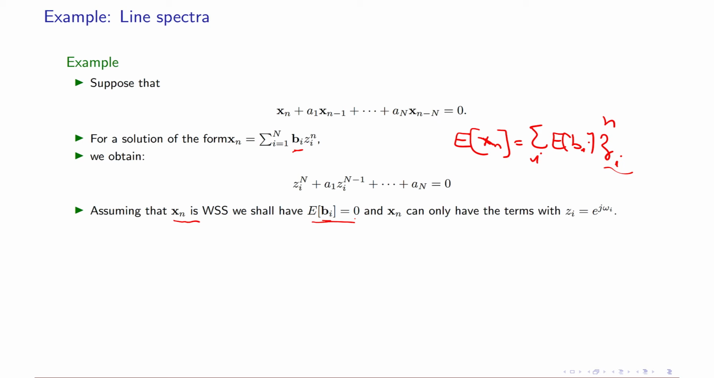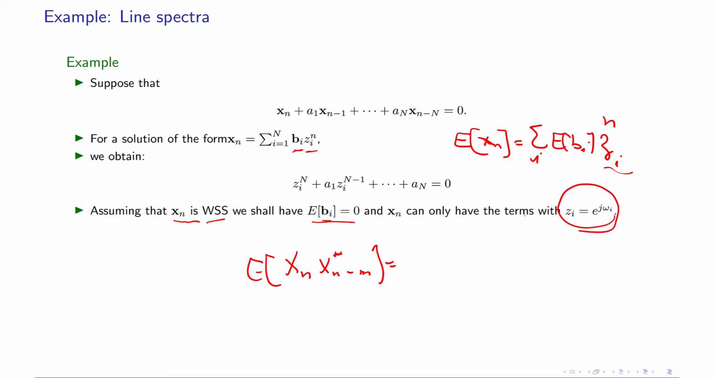Now, if you want this to be wide sense stationary, R_xx of m, which is the mean of x of n and x of n minus m conjugate, should also be only a function of m. So if you consider one of these components, to have stationarity, these z_i's should be on the unit circle.